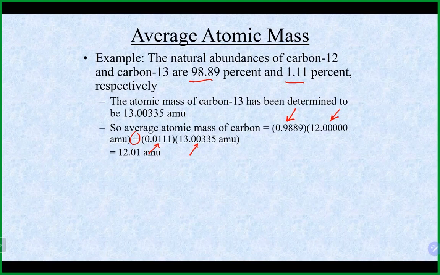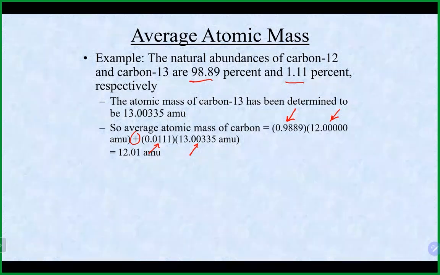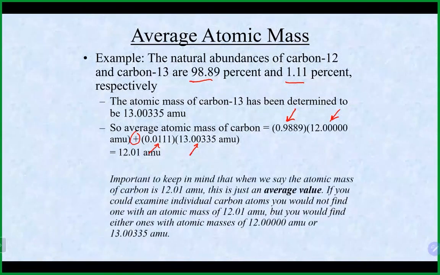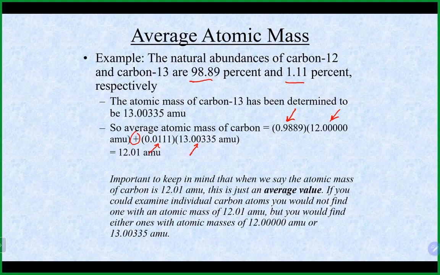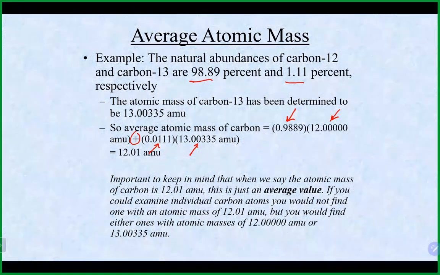Question on that calculation there. It is important to remember that these are really just average values, which means that if you could pick up a carbon atom, if you will, and put it on a balance, you will never find one that has an atomic mass of 12.01. You would either find one that is a carbon-12 isotope that has the atomic mass of carbon-12, or you would find one that is the carbon-13 isotope that has the mass of carbon-13. Any questions on that there?